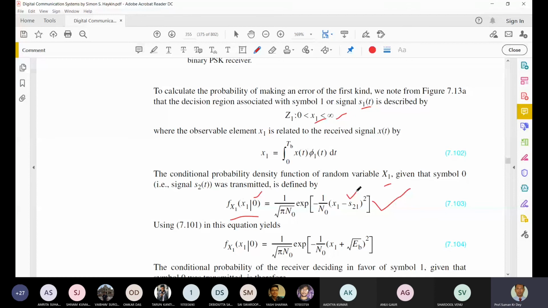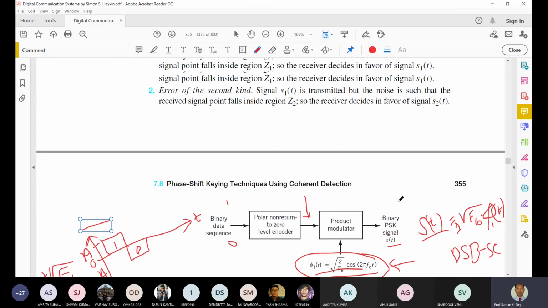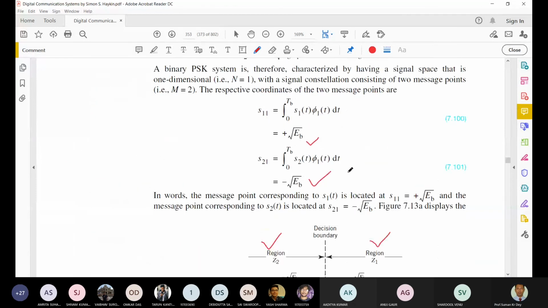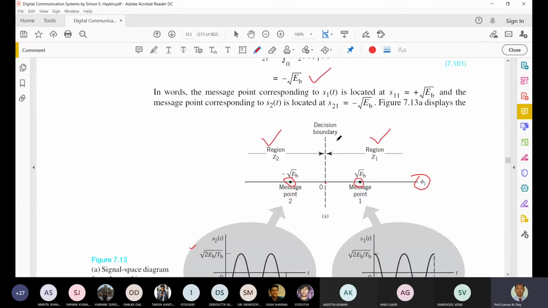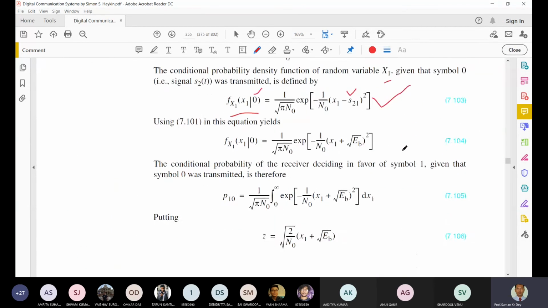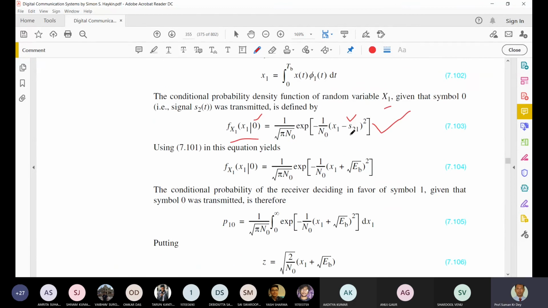So if we replace the value of S21, earlier we have calculated S21 equal to minus square root of Eb and S11 equal to plus square root of Eb. So we are putting this value over there in this equation. Okay. So now if we put this value over there, we will get that expression.